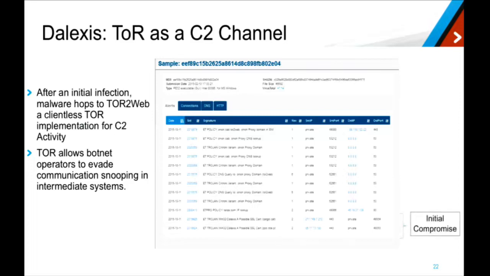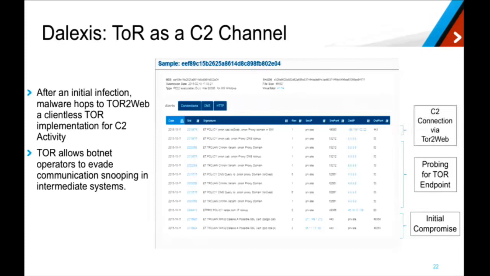Oh yeah, so basically, a quick animation here, just showing we've got the initial compromise where the payload is delivered as an exchange. The endpoint is probing for Tor information, Tor nodes, doing DNS resolution, and then finally it's making its connection to Tor to web, and so it can exchange this information covertly.